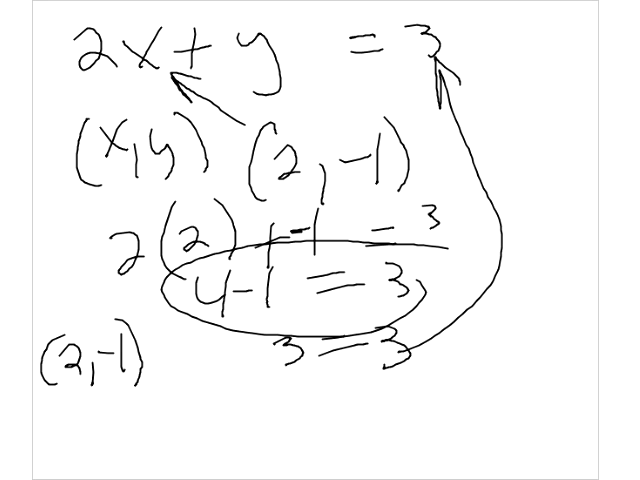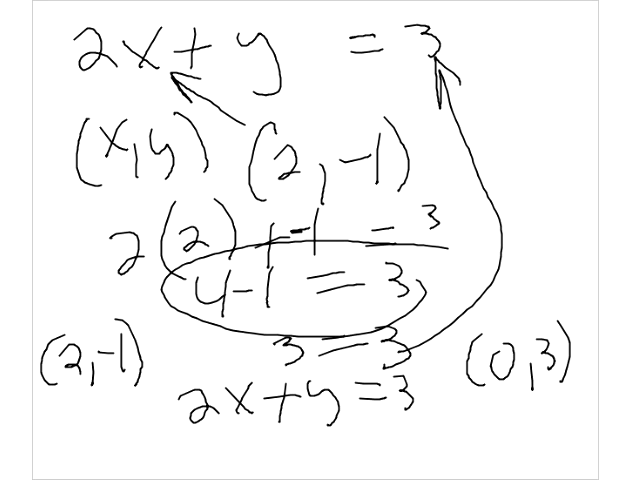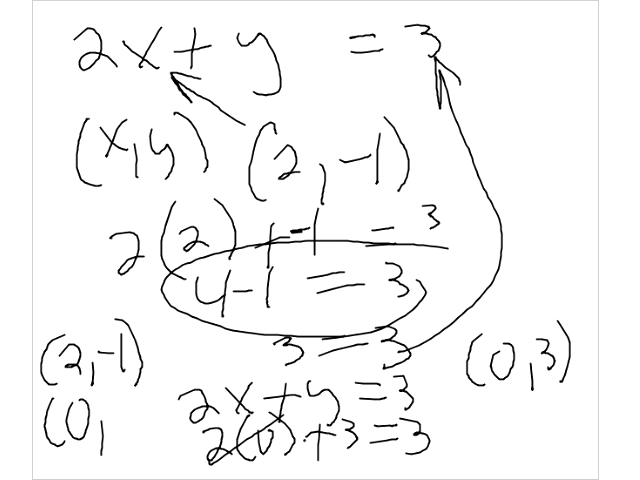But then they go and tell us that there's some other points. They say, well, what about 0 and 3? And if we were to plug in 0 and 3 into the equation 2x plus y equals 3, then letting x equal 0, we get 2 times 0, and then letting y equal 3, and sure enough, that equals 3 also. So it turns out that not only 2 and -1 satisfy this equation, that same 2x plus y equals 3 equation, but also 0 and 3 satisfy the equation.